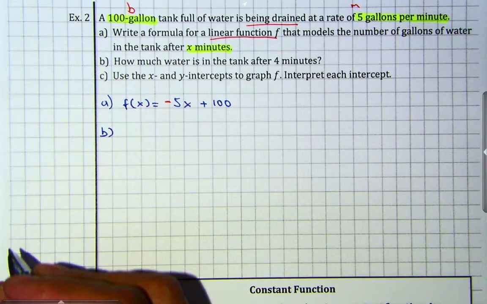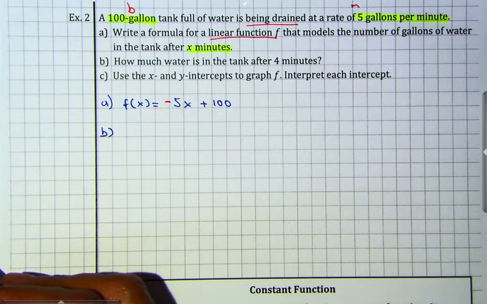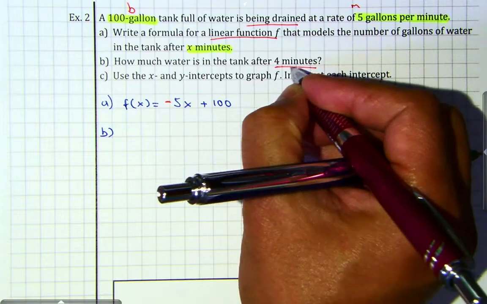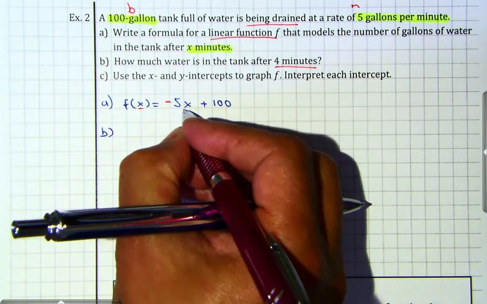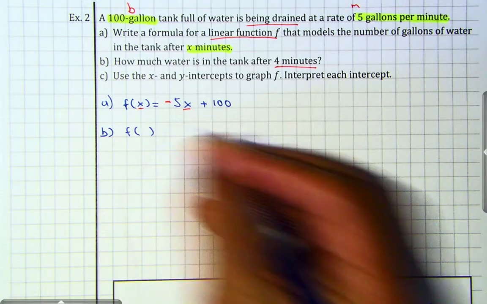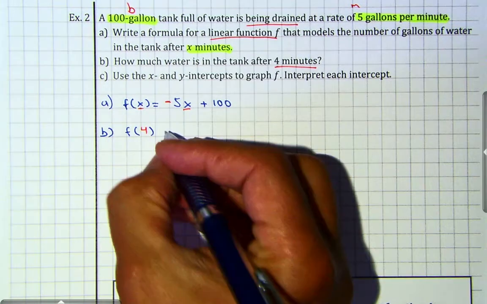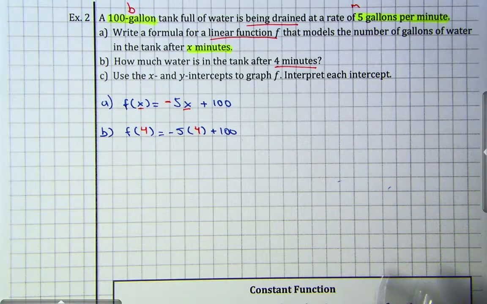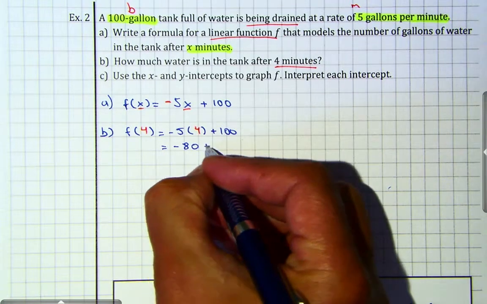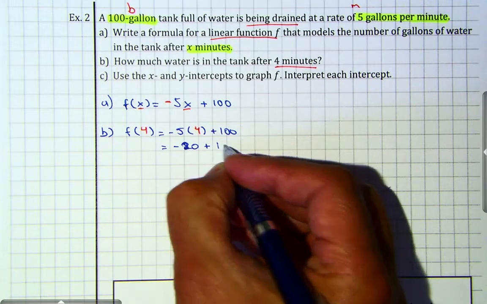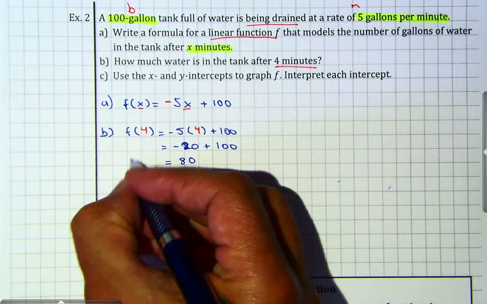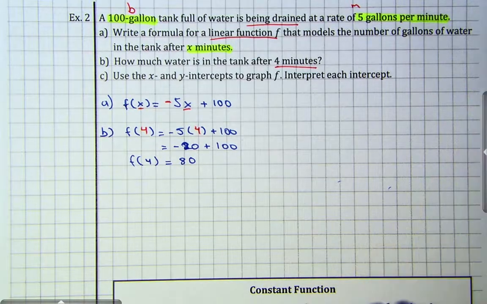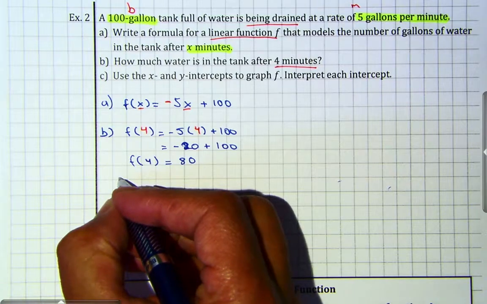For part B, how much water is in the tank after 4 minutes? Something to understand is that since x is the number of minutes, I can just plug in a 4 in the function to end up with the amount of water after 4 minutes. So let's go and plug in a 4. That gives me negative 80 plus negative 20 plus 100, so it'll be 80. So f of 4 will be 80, which means that there'll be 80 gallons after 4 minutes.